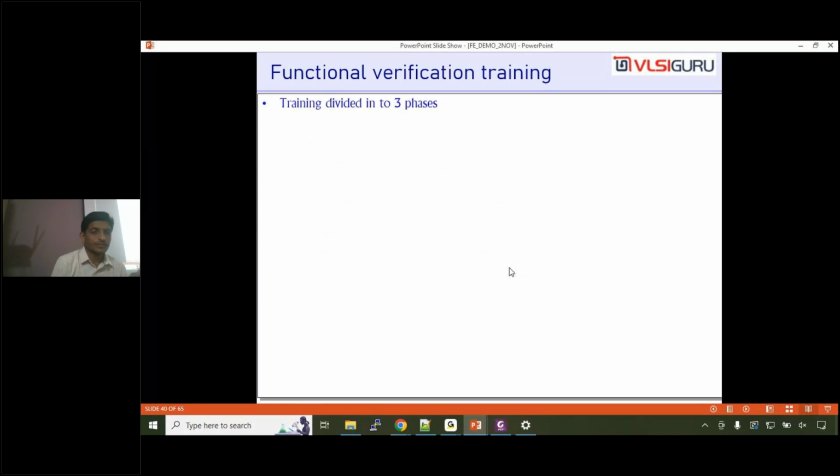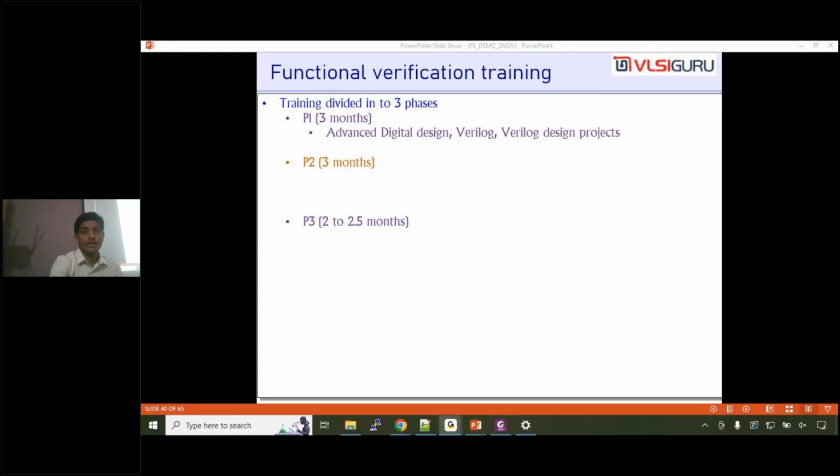Next. The functional verification training is divided into 3 phases. Phase 1 goes for 3 months, phase 2 is for 3 months, phase 3 is for 2 to 2.5 months. During phase 1, we do advanced digital design and Verilog projects, majorly. Other than that, we teach the GVim text editor. These are the 4 things we do in the initial 3 months of the training.